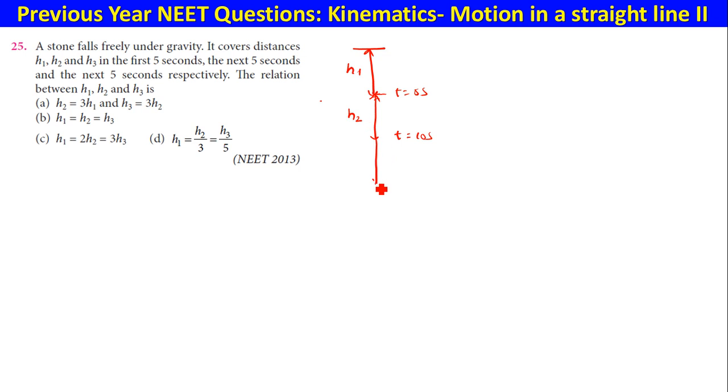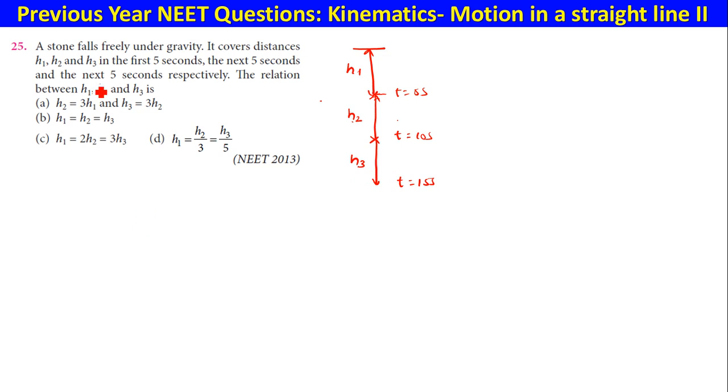Next, in the next 5 seconds, 5 plus 5 plus 5, time will be 15 seconds, so it will reach a height h3 then. That's what has been given. So the distance traveled by it in the last 5 seconds is h3. That's how it is: h1 in first 5 seconds, h2 in next 5 seconds, h3 in the next 5 seconds. Understand? Now the relation between h1, h2, h3.